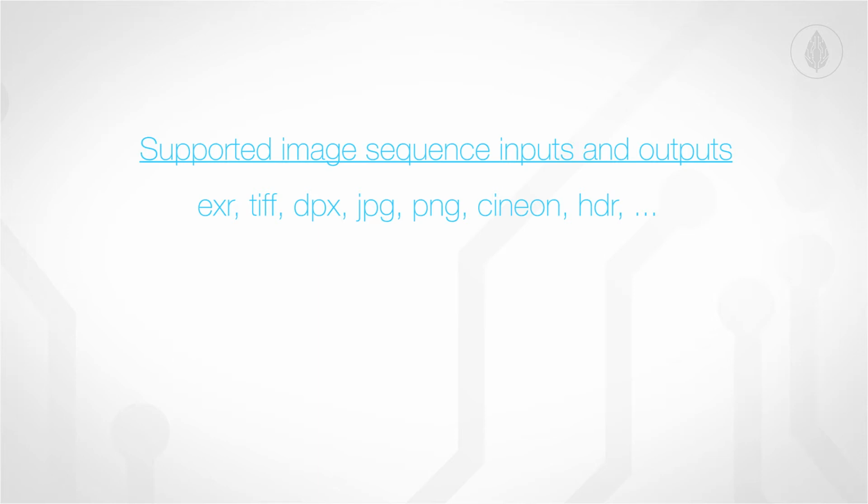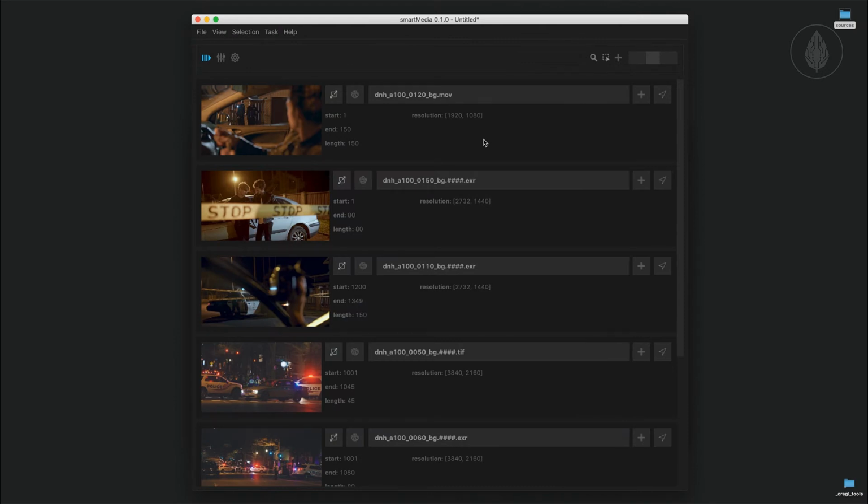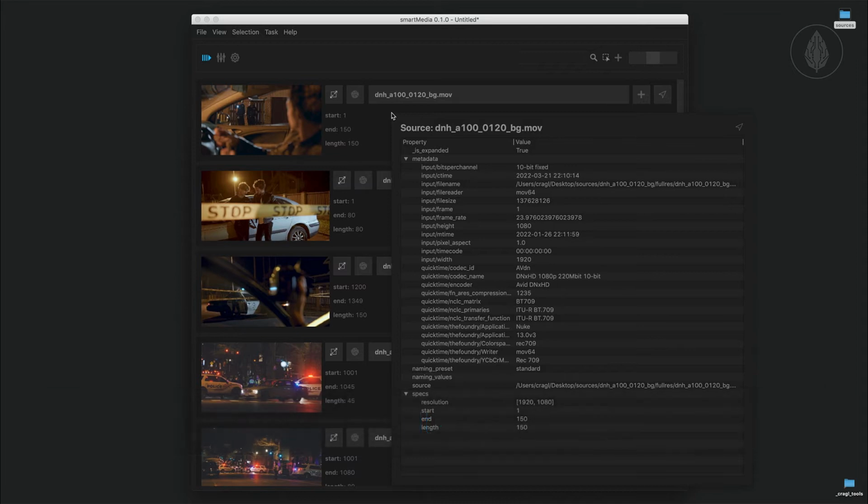You can feed any media that Nuke can read and write. So for example, you can ingest and render image sequence file types like EXR, TIFF, DPX, JPEG, PNG, Cineon, HDR, and so on, but also videos like RED, MP4 or H.264, ProRes, DNxHD, uncompressed, and so on. All ingested media gets listed in the jobs list. Each media gets shown in one row and contains a thumbnail, the source's base name, and some metadata. Let's hover over one source and press Alt and I to show all metadata of that source.